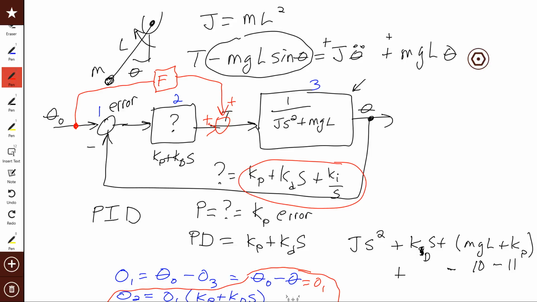So I showed you P, I showed you PD, I showed you PID. Do you think there's ever a PI? Yep. How about a DI? Yep. How about just I sometimes? How about just P sometimes? You get the idea? I'm just showing you these three. You usually put them all together, but you can leave one out. It depends on what you're trying to accomplish.